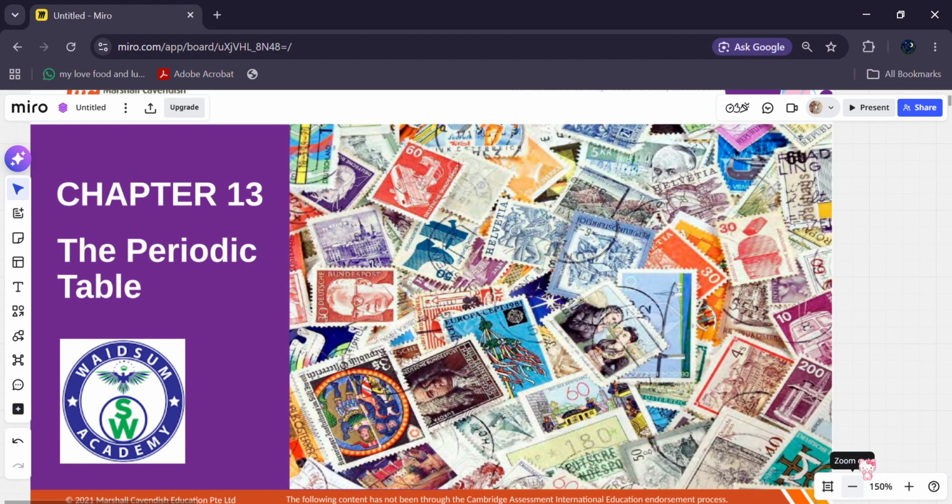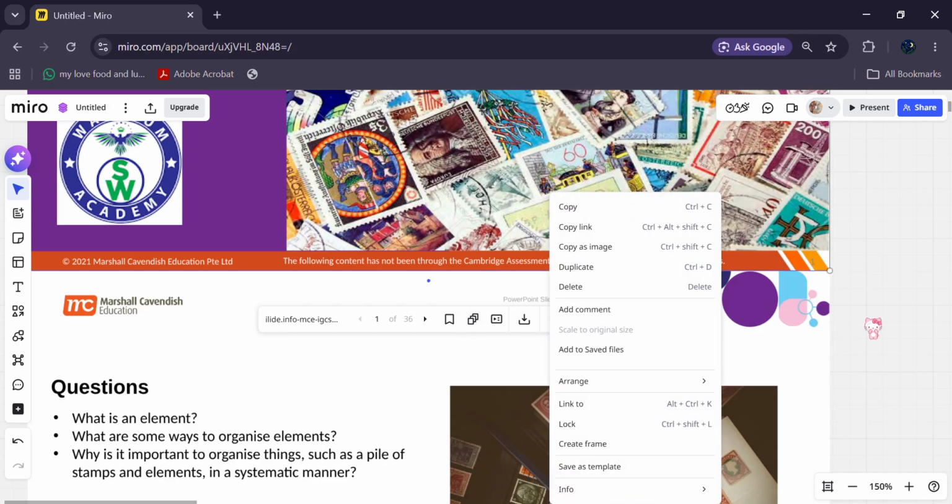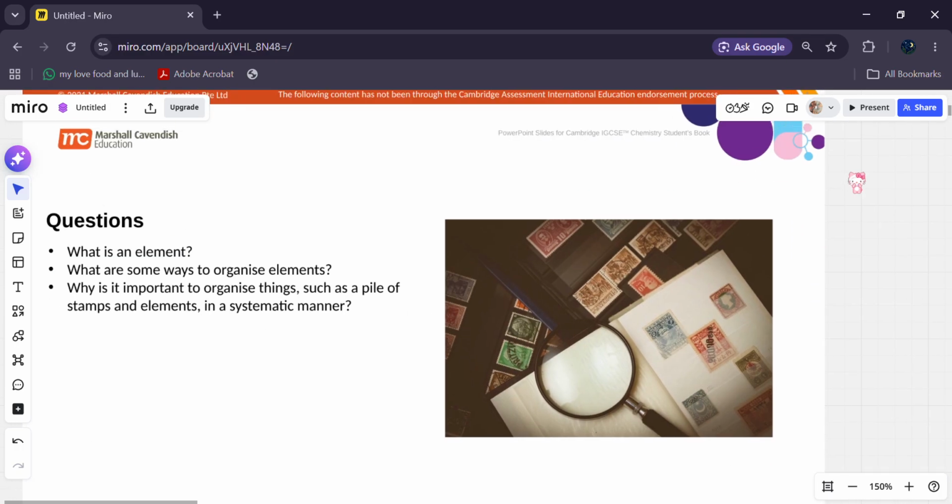Today we're going to be doing chapter 13 of the IGCSE syllabus. In this chapter, we're going to learn about the periodic table. So let's get on to it. There are many questions that have been asked based on chemistry. And in this chapter, we are going to learn about the elements and how they are arranged in the periodic table.